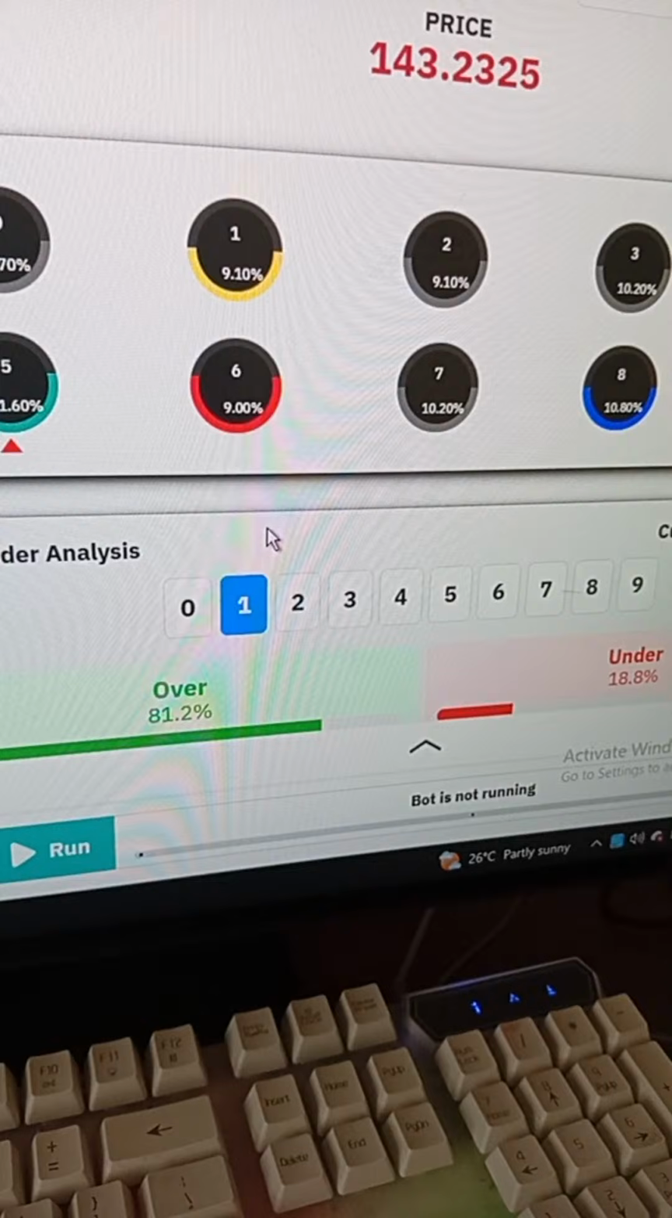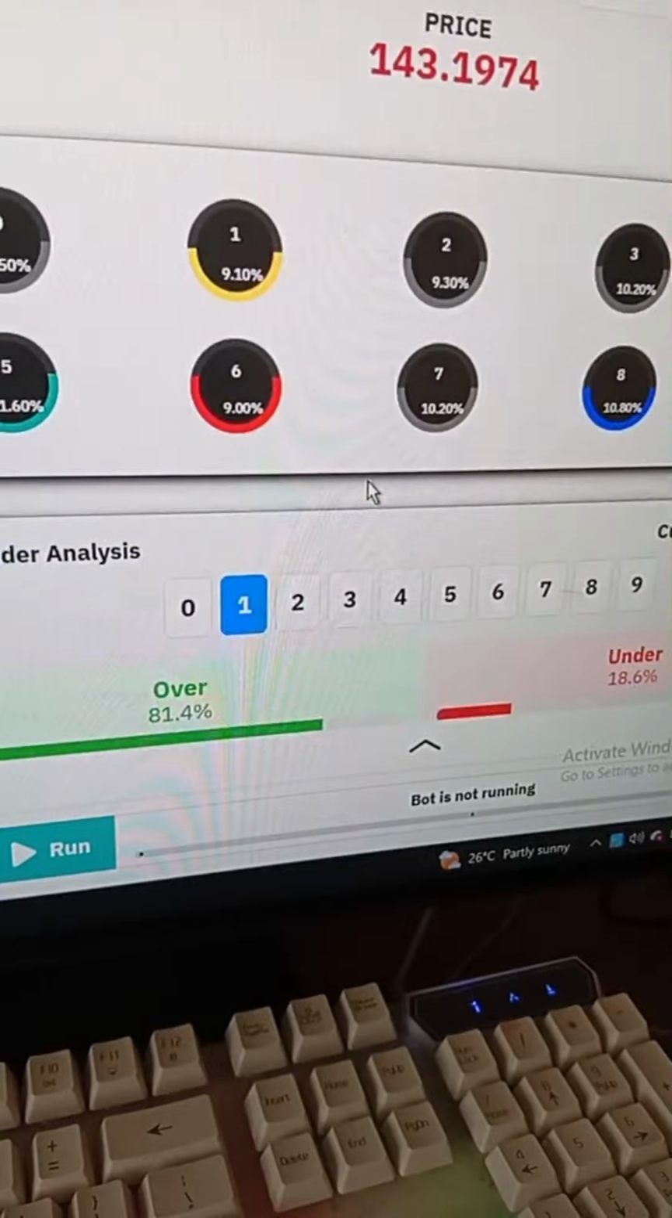Which bot are you using? Which particular bot are you using? And can that bot run? Yeah, but especially tell me which one you are using.